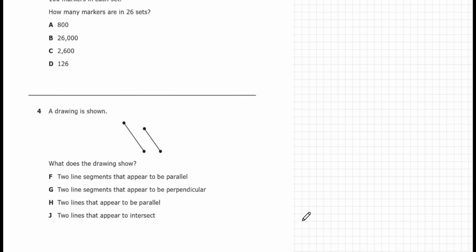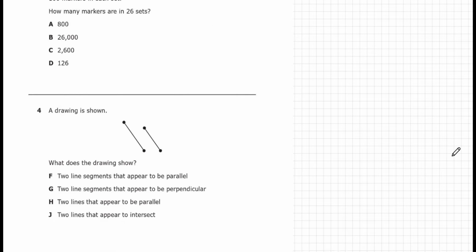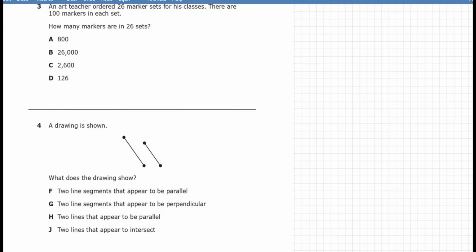Question number 3. An art teacher ordered 26 marker sets for his classes. There are 100 markers in each set. How many markers are in 26 sets? 26 sets times 100 markers equals 2600. So C is the correct answer.